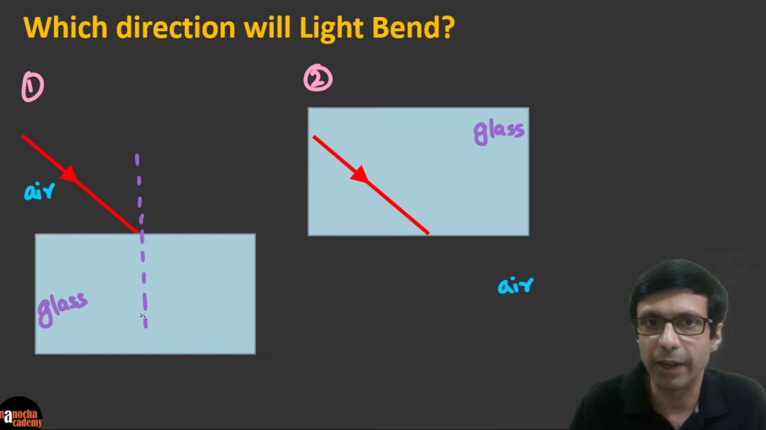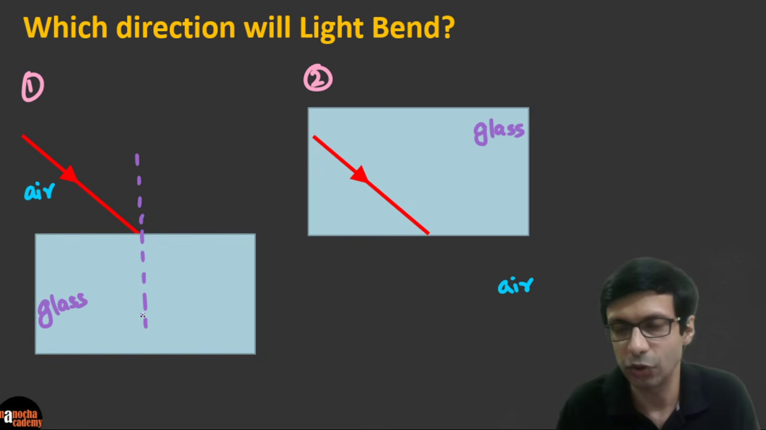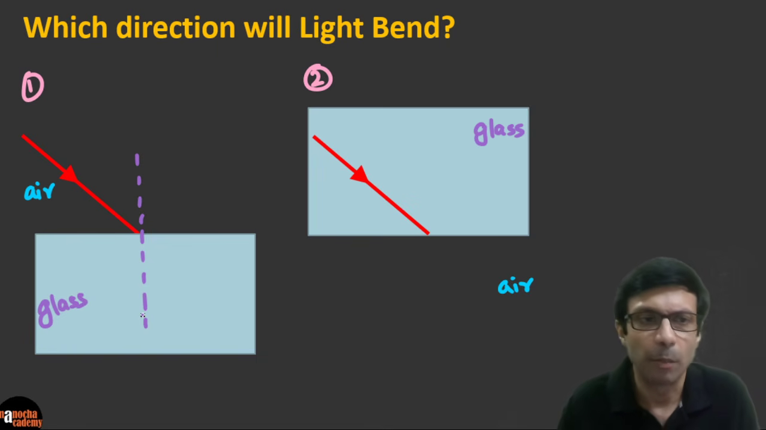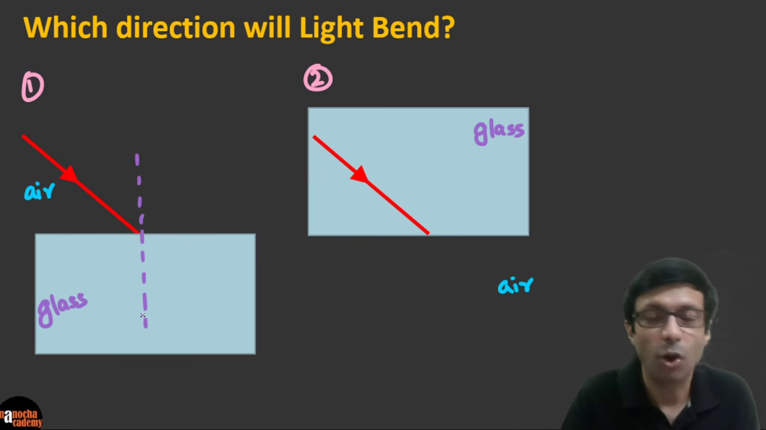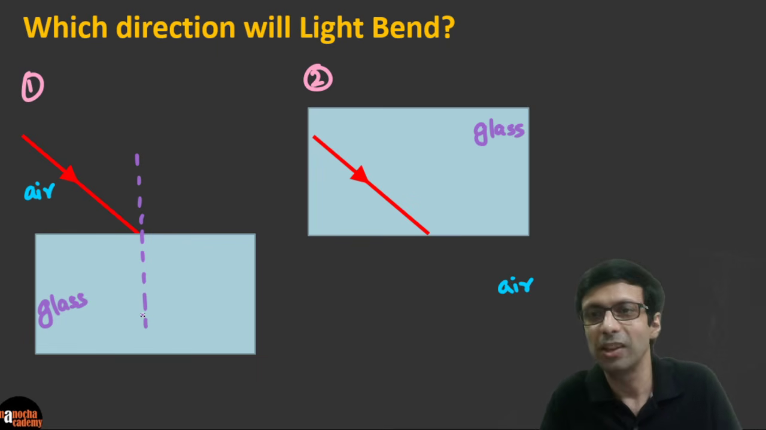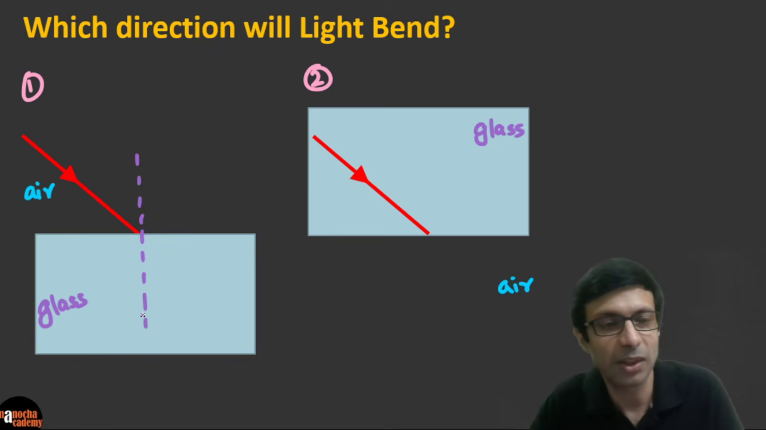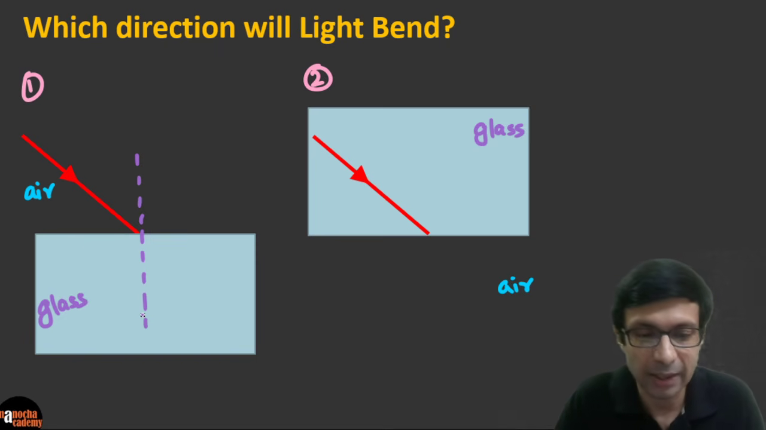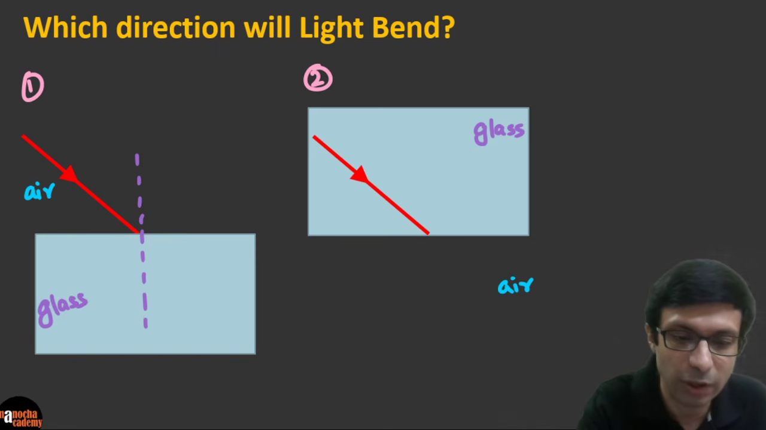And now how do we predict whether light will bend towards the normal or away from the normal? We know that light will not go in a straight line because there's a change of medium. Excellent, you guys are really interactive. I'm seeing the right answers here. So let me explain the concept.